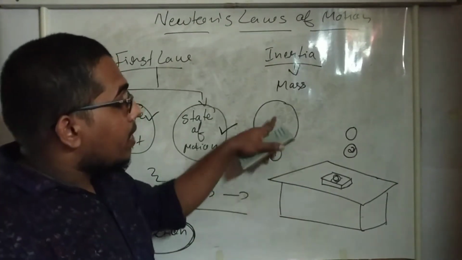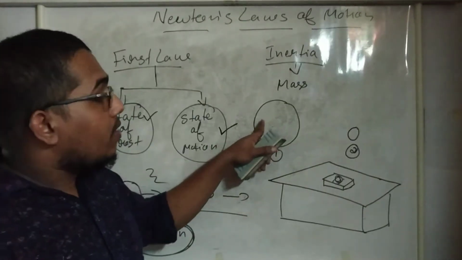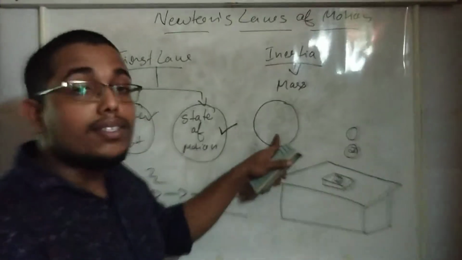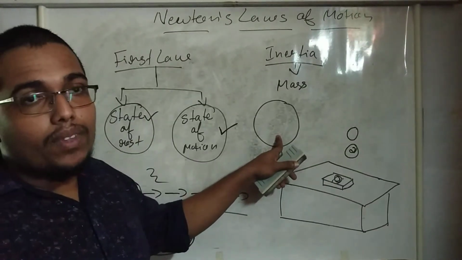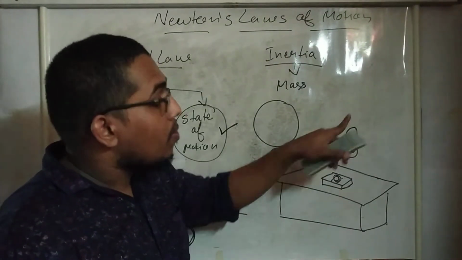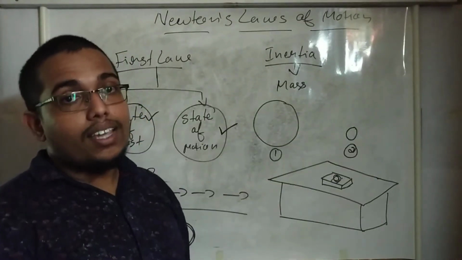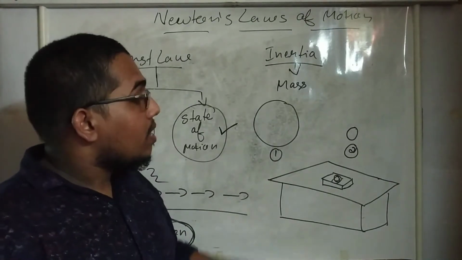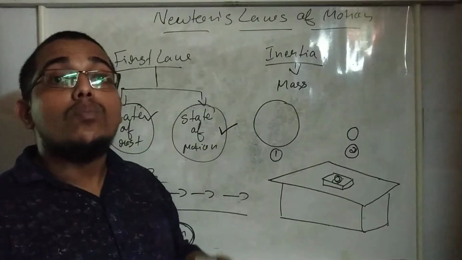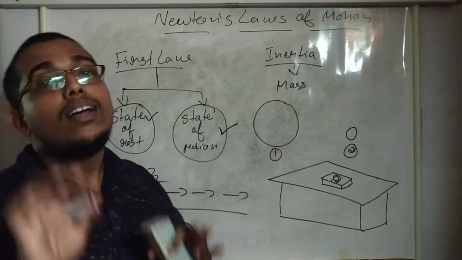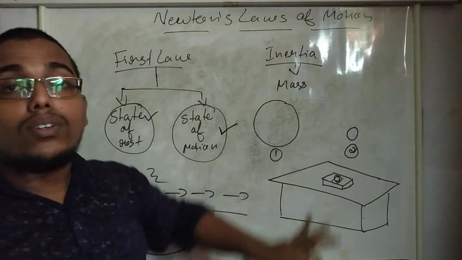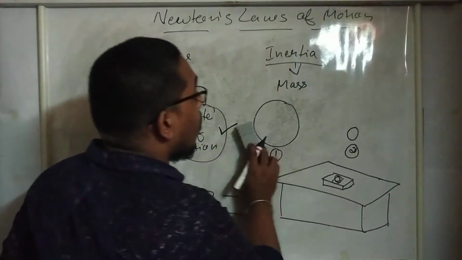Right? So we can say that the first body has more mass, therefore the first body has more inertia. At the same time, the second body has less mass, therefore the second body has less inertia. Or in other words, we can say that the heavier objects have more inertia than the lighter objects. The point is that inertia always depends on the mass of the system or the body.